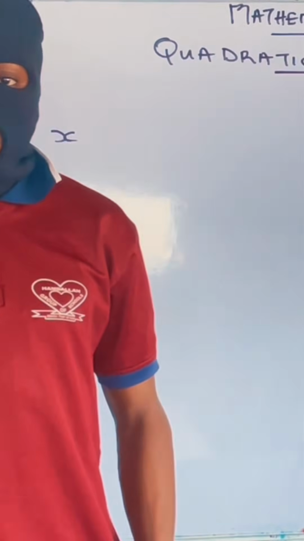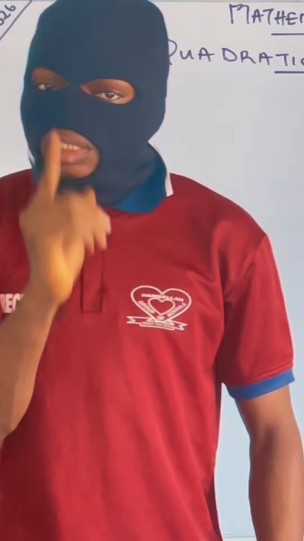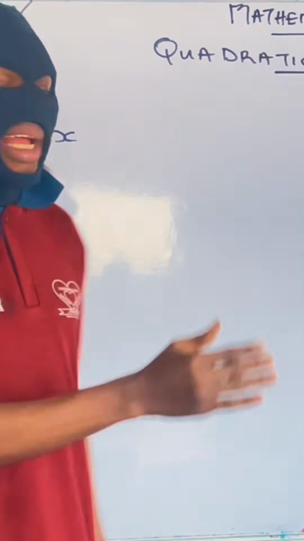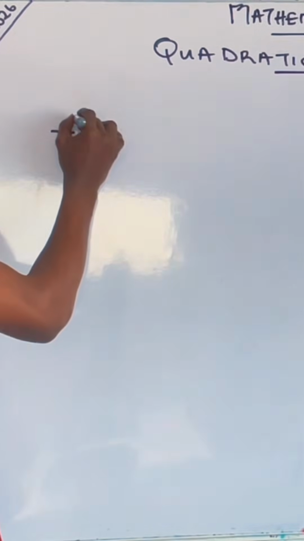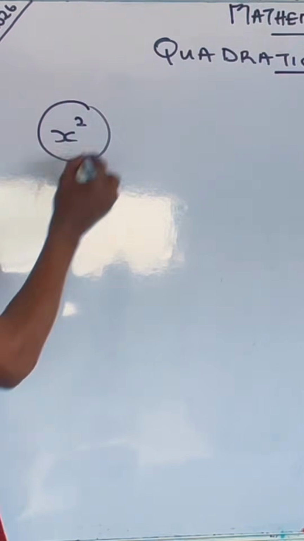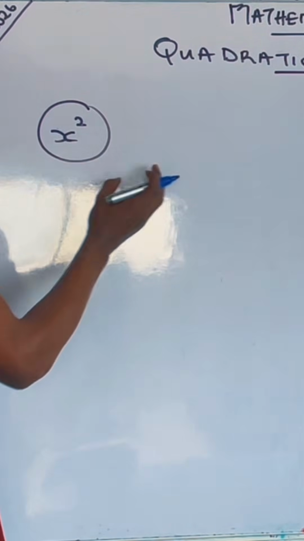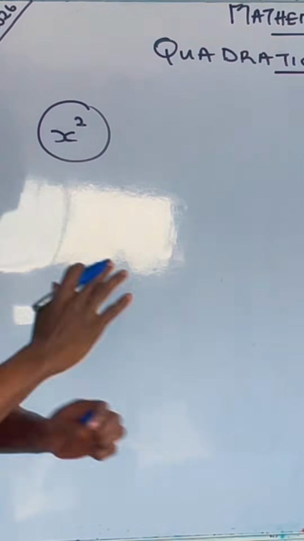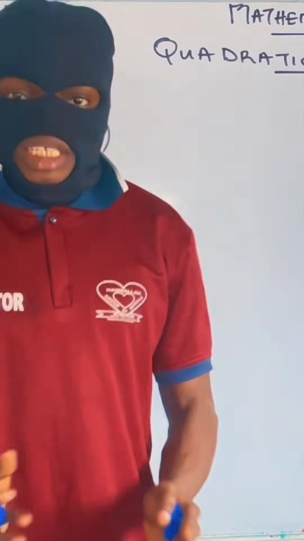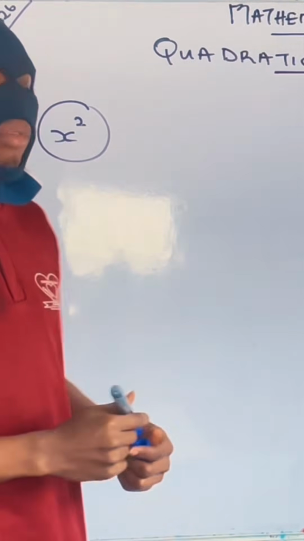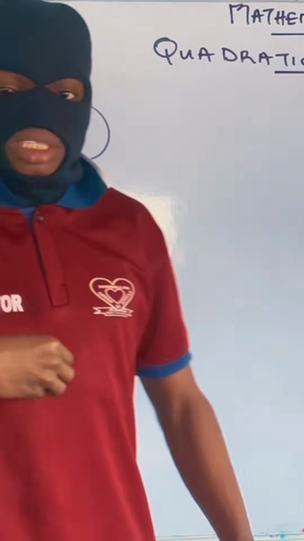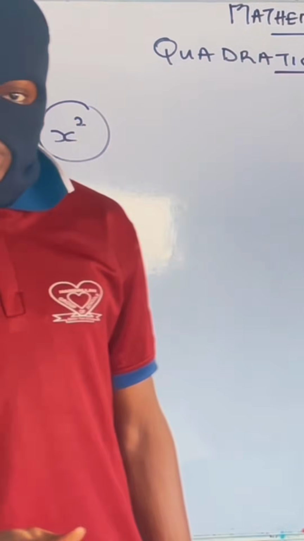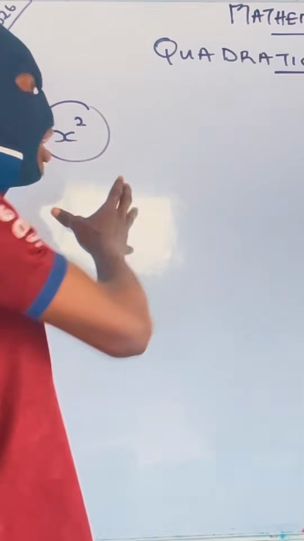You can use any other variable, but you can't use the letter O because it looks like 0. Now, let's say you have your x and you have the square. This x raised to the power 2 shows us that this is a quadratic expression. The reason I didn't call it a quadratic equation is because I have not put my equals to. If I put my equals to, then it has become a quadratic equation. But for now, it's still an expression.